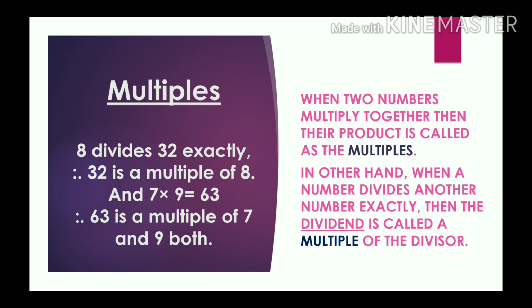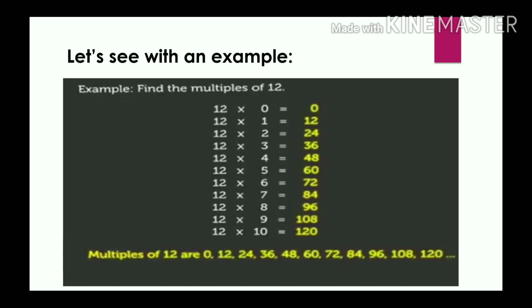You can see here 8 divides 32 exactly, therefore 32 is a multiple of 8. Here 32 is the dividend and 8 is the divisor. Similarly, 7 multiplied by 9 is equal to 63, so 63 is a multiple of both 7 and 9. Hope you understood this. Let's see an example.